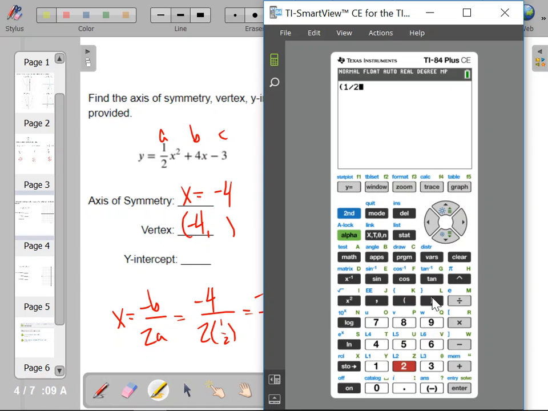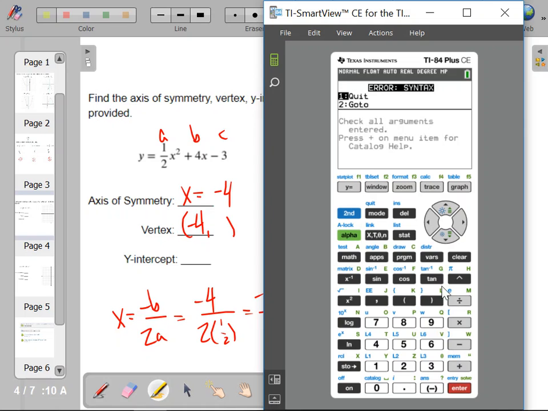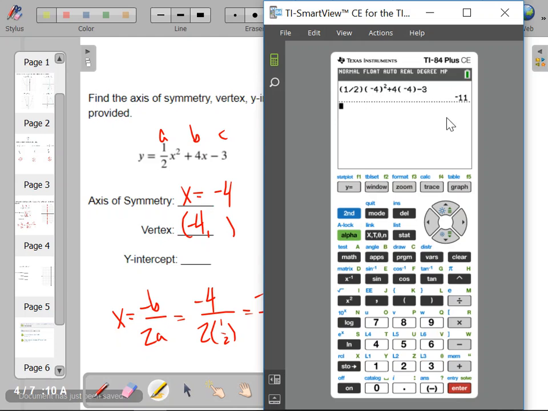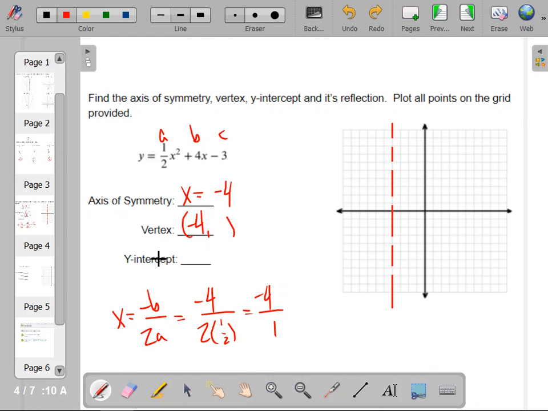So I'm going to say 1/2, and I'm just going to use parentheses everywhere I see an x. Instead of x, I'm going to put -4 in parentheses. So -4 squared plus 4 times -4 minus 3. Oops, didn't work. Go back up there. Minus 3. And I got -11. So the y-coordinate of the vertex is -11. That's a little bit off the page. We'll just say it's right about there.